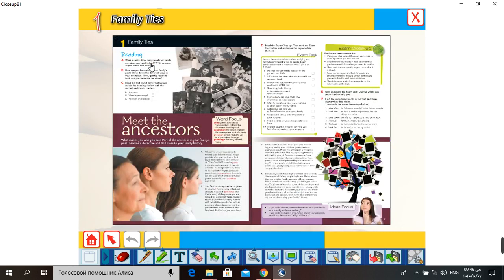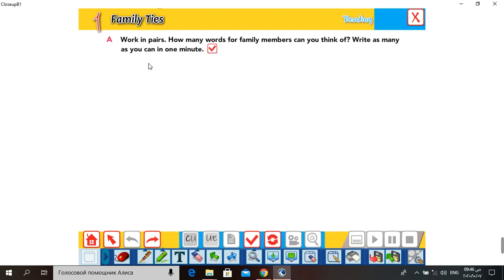Now let's move on to the reading part. Part A says, how many words for family members can you think of? Write as many as you can in 1 minute. Now set the timer to 1 minute, and in your notebook try to write as many words as you can think of about family members. Pause the video, write the words, and then play again.